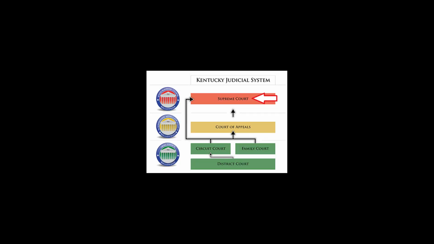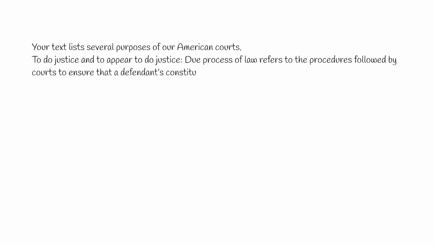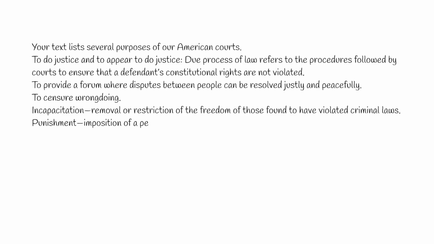In most states, the state court of last resort is referred to as the state Supreme Court. The primary responsibility of state courts of last resort is to hear appeals from either trial courts of general jurisdiction or intermediate appellate courts. Your text lists several purposes of our American courts: to do justice and to appear to do justice. Due process of law refers to the procedures followed by courts to ensure that a defendant's constitutional rights are not violated. To provide a forum where disputes between people can be resolved justly and peacefully.